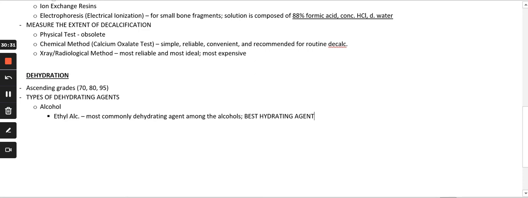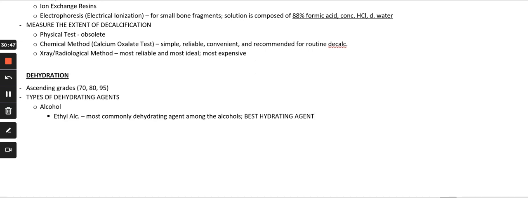The best dehydrating agent goes to ethyl alcohol because it is fast acting. It mixes with water and many organic solvents, and it's not expensive. It's not poisonous. So meaning it is safe for the handler to use.